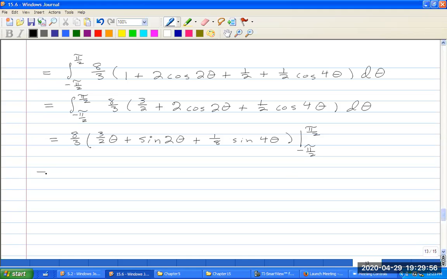So this is equal to, okay, so let's see. 8/3. And let me just check something for 1 second here. The derivative of sine 2 theta is cosine 2 theta times 2. That's correct. The derivative of sine 4 theta is cosine 4 theta times 4, which is a half. Okay, so far so good, I think. So plug in pi over 2. So this is equal to 3 pi. Okay.